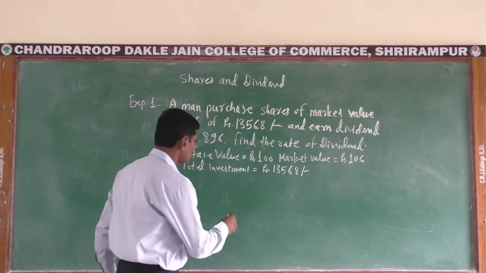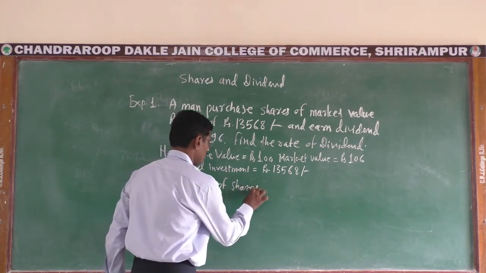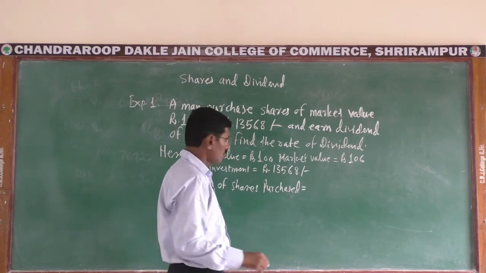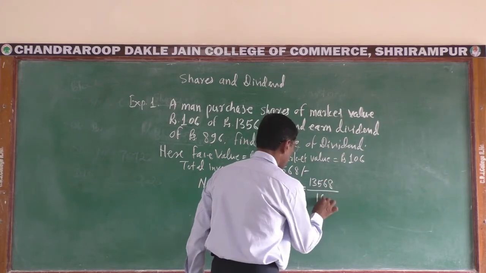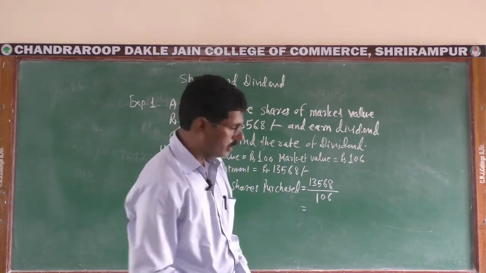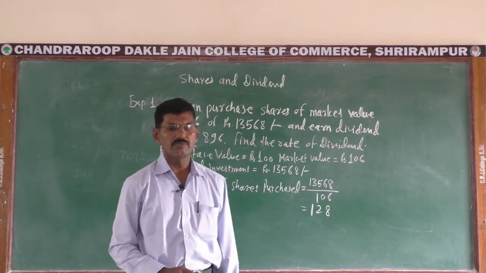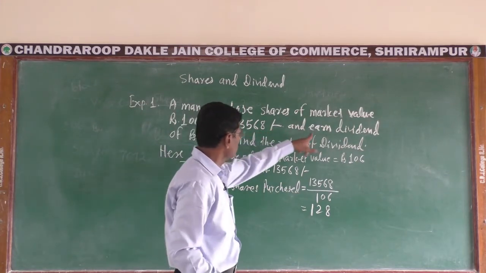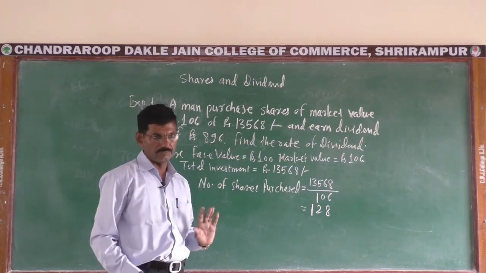Therefore, here number of shares purchased is equal to total investment, that is 13,568 divided by 106. The number of shares will be 128. Then he received, earned a dividend of rupees 896. Find the rate of dividend.